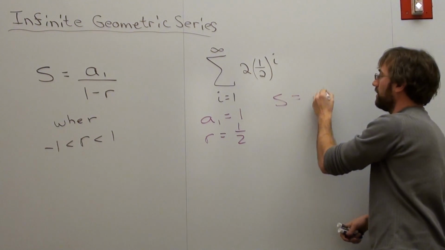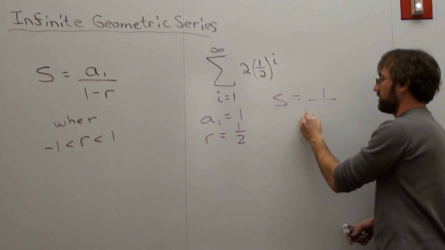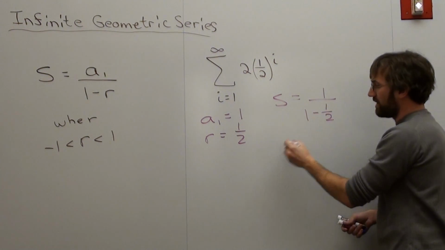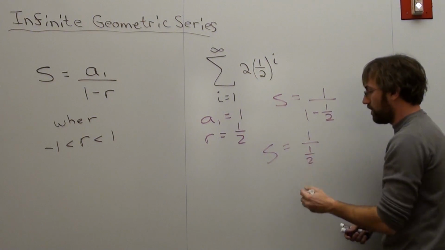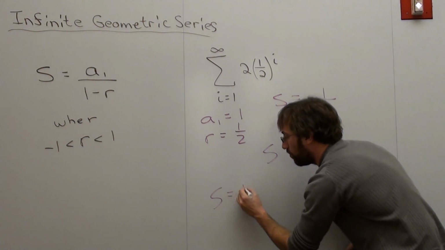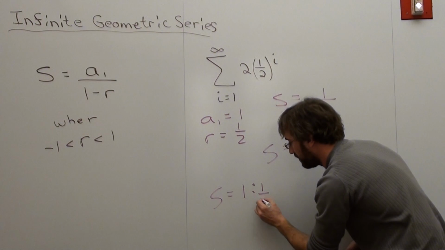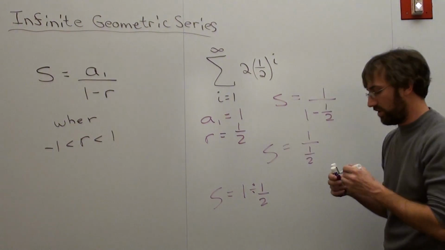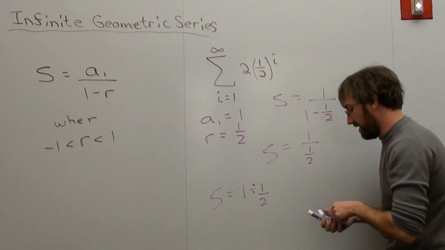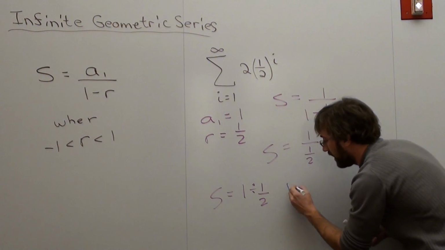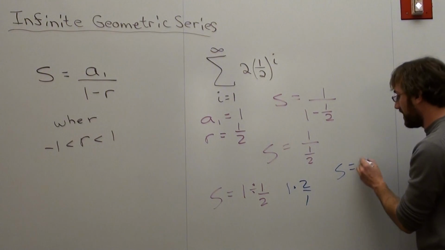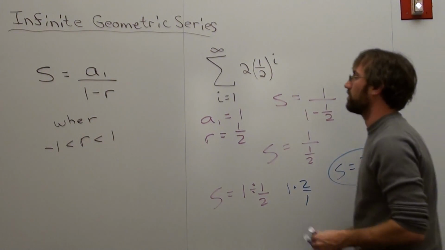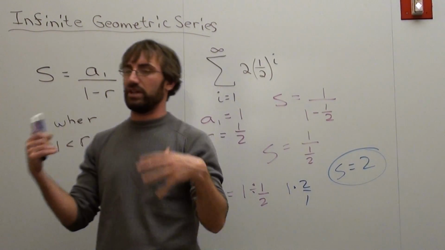S equals 1 over 1 minus a half. That's the same thing as 1 over a half, which is the same thing as 1 divided by 1/2, which is the same thing as 1 times 2 over 1. 1 times 2 over 1 is 2. So your sum in this case is 2. The sum of the series is 2.